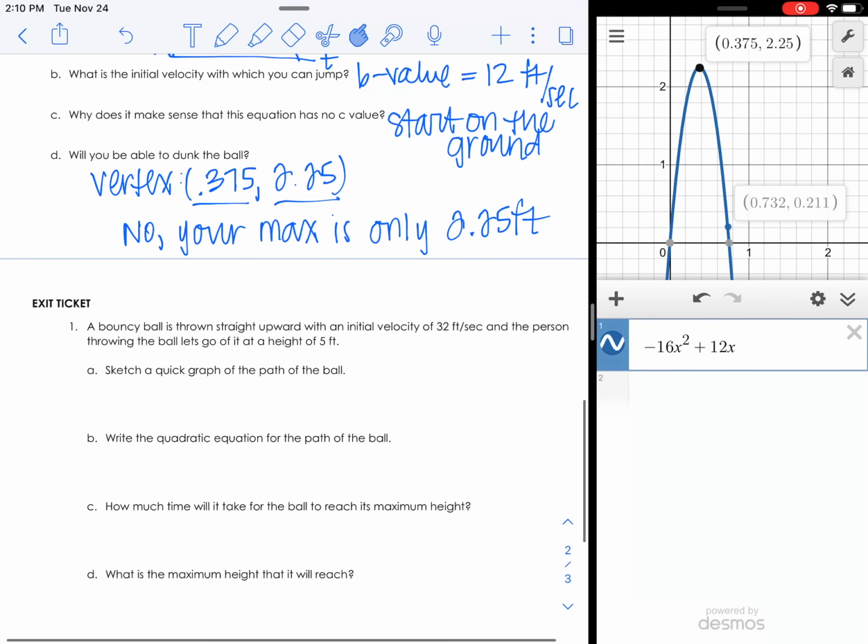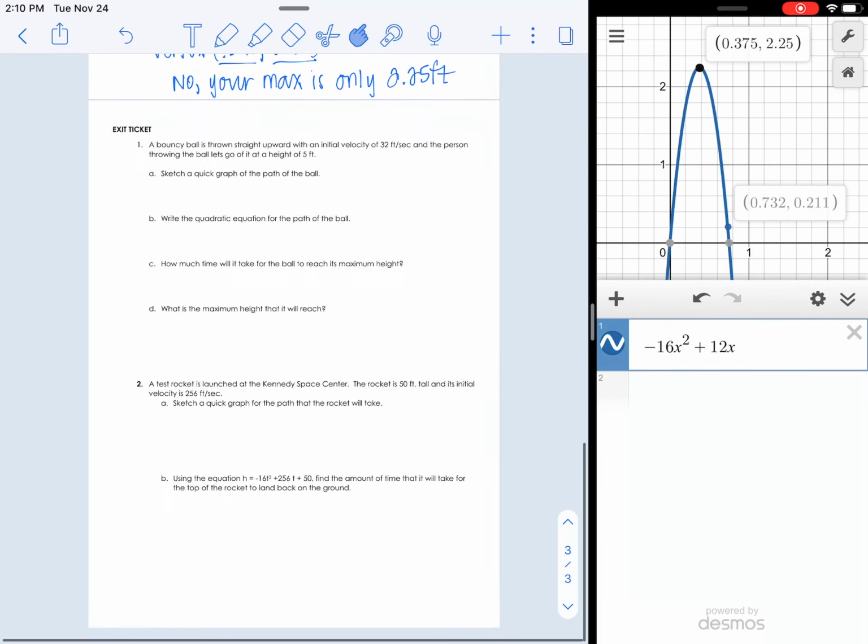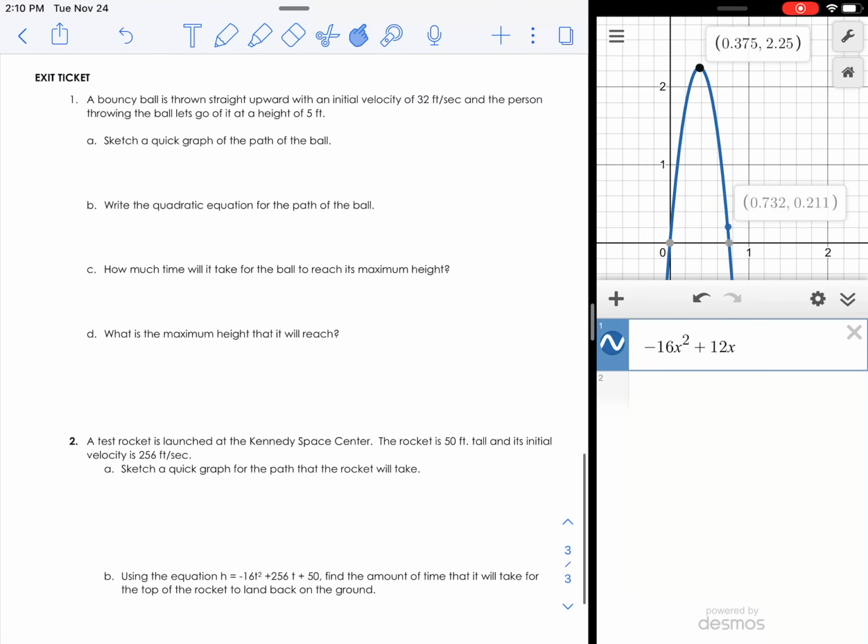Okay, guys, we have 2 exit ticket problems here. Use Desmos to graph them, assess the different parts. Remember vertex, the x-intercepts tell us when it hits the ground. Any x-coordinate counts for time, whereas the y-coordinates count for height.